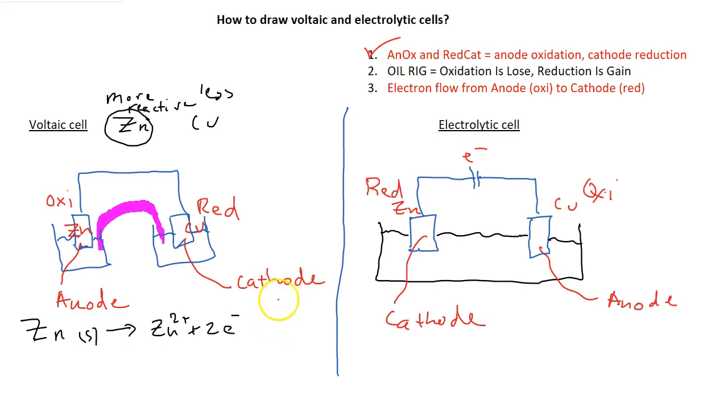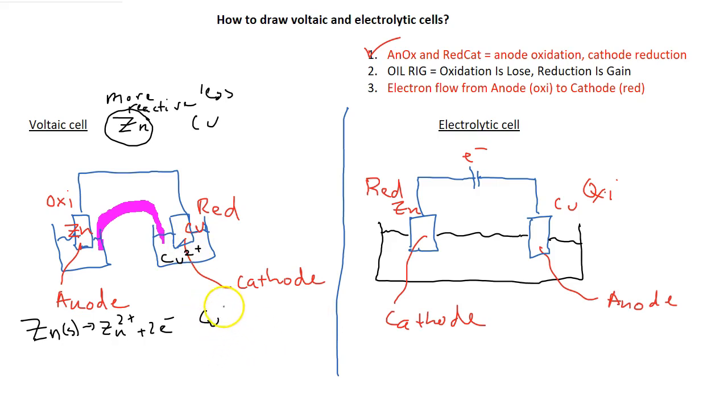Reduction is gain. That means on the cathode, copper is going to gain electrons. Copper on this side, the copper side, is going to gain electrons. Well, you're not going to make copper into a copper minus, right? So it's not really the copper that's gaining the electrons, it's going to be the copper ion in your solution, in this liquid, gaining the electrons.